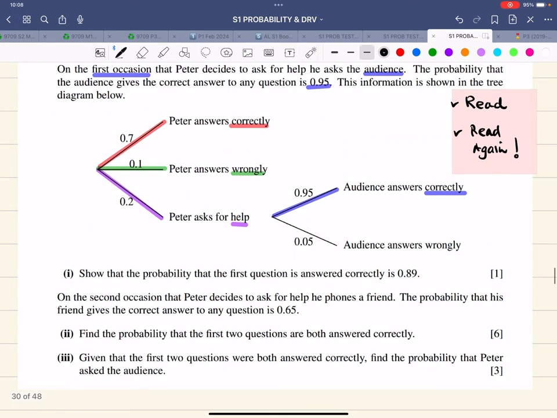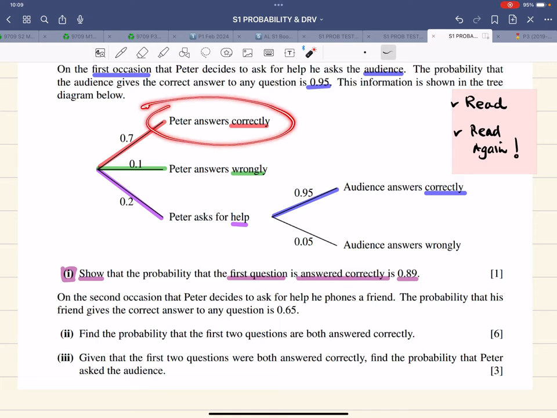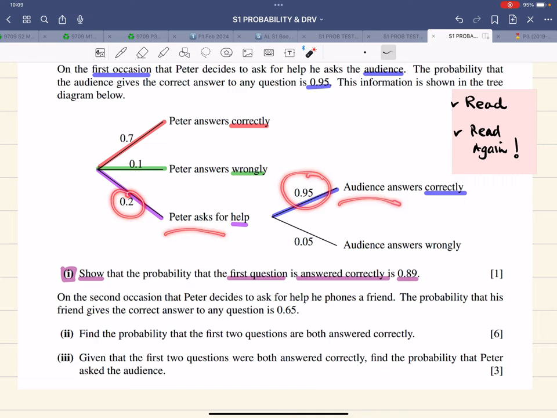Now the first part, what are they asking? In the first part, they are asking, show that the probability the first question is answered correctly is 0.89, and this is for 1 mark, something very, very basic. So let me focus on that. And before that, let me think about it. Maybe Peter could answer himself correctly. That is 0.7. Or Peter asks for help, and then the audience gives him the correct answer.